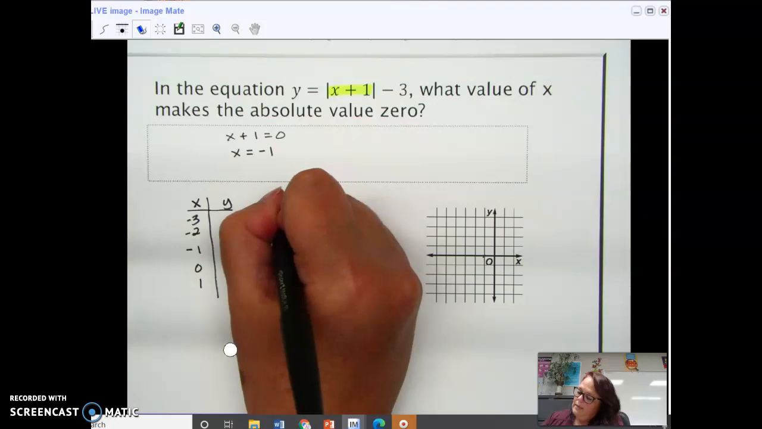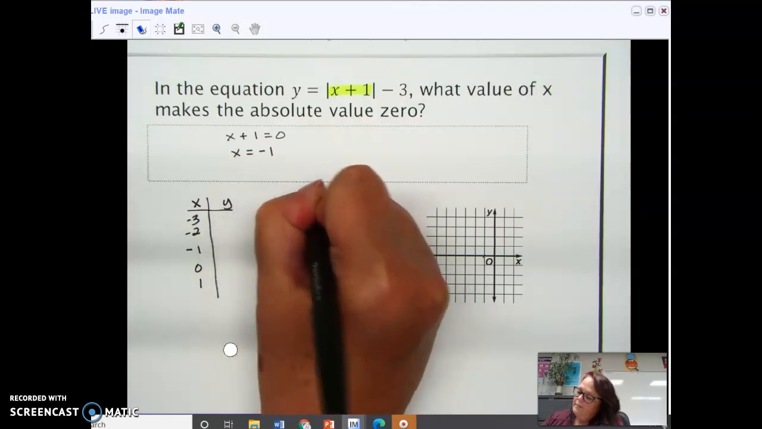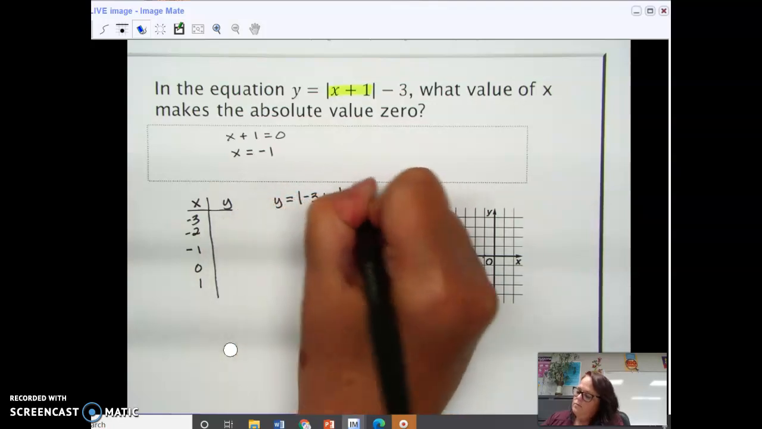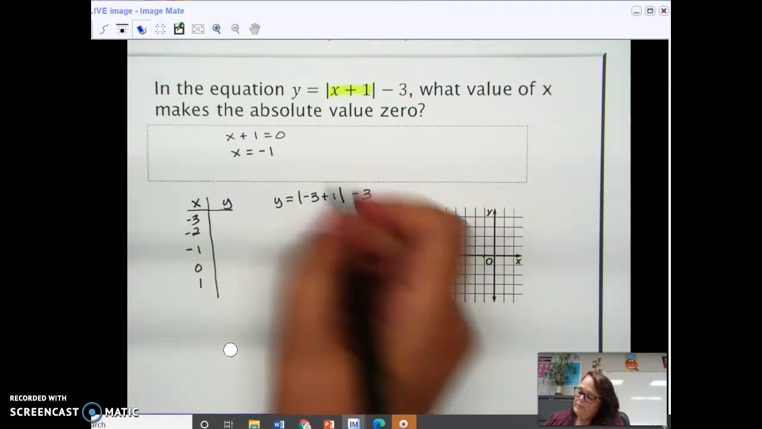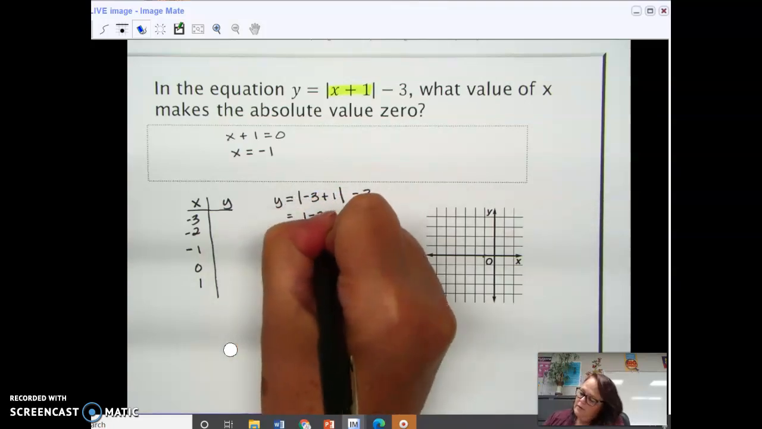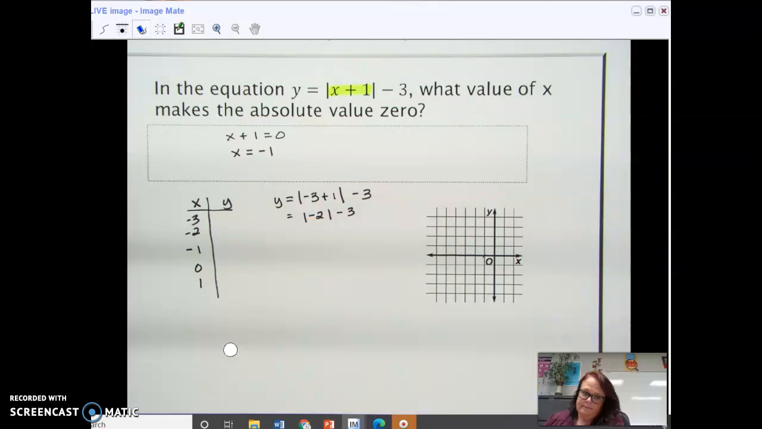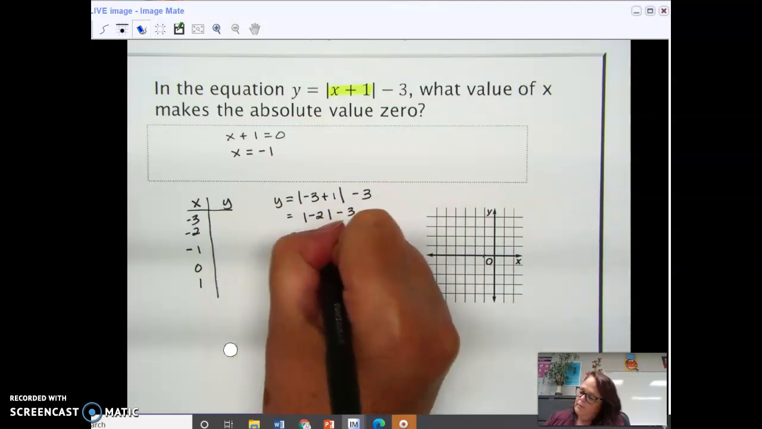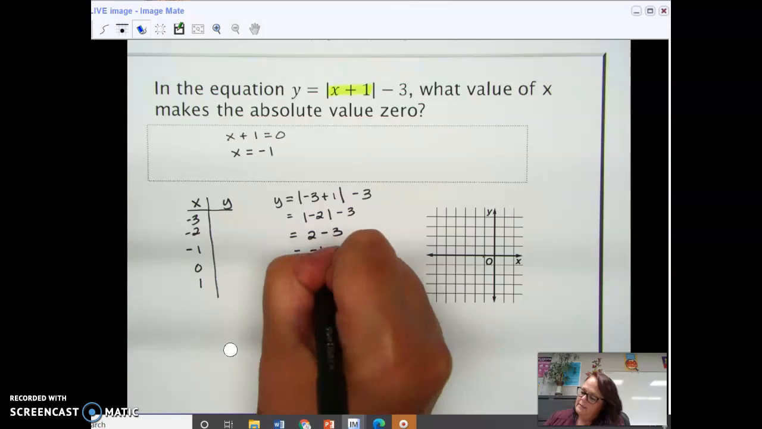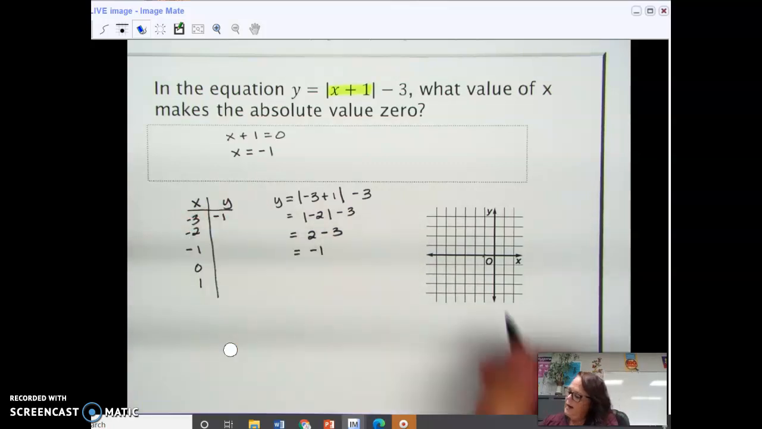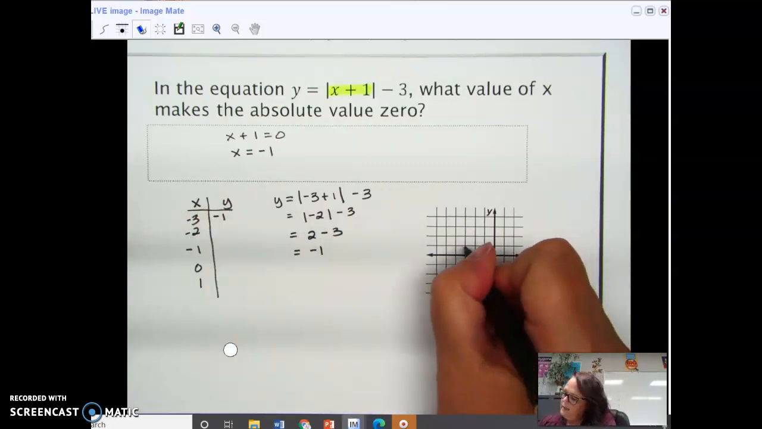So for negative 3, I'm going to get y is equal to the absolute value of negative 3 plus 1 and then minus 3. So that's going to be the absolute value of negative 2 minus 3, which gives me 2 minus 3, and that's going to be negative 1. So I have a point at negative 3, negative 1.